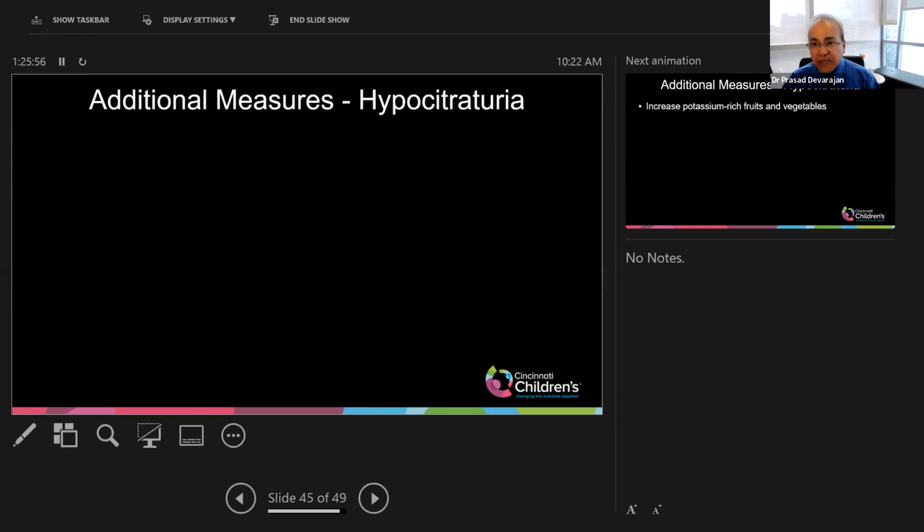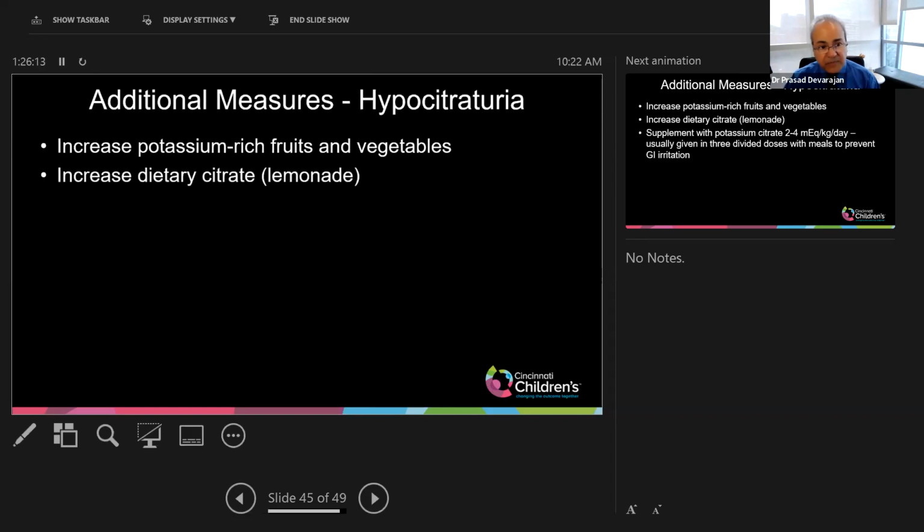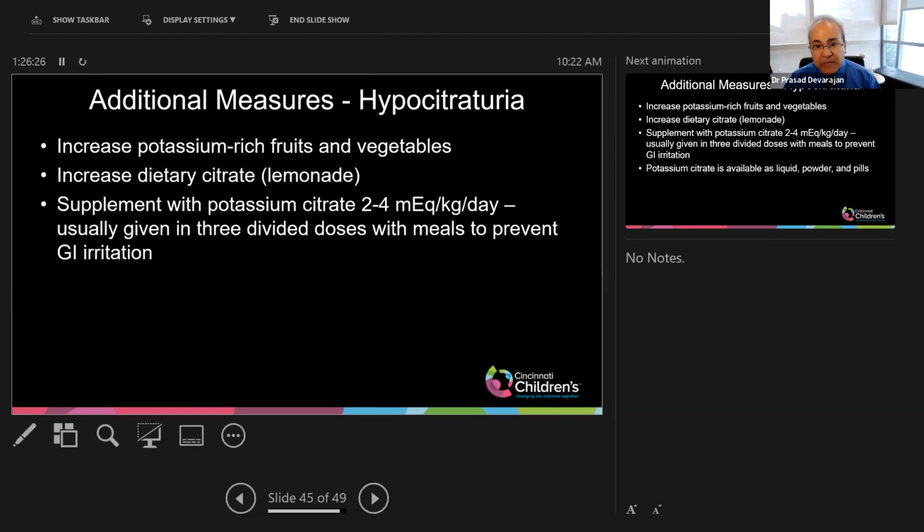So if we detect hypocitraturia, in addition to all those measures, what else do we do? We tell them to increase potassium-rich fruits and vegetables. Potassium is a very good endogenous inhibitor of kidney stones. And if you don't have enough citrate, at least supplement them with potassium. We tell them to increase the dietary citrate, which is citrus fruits, fresh green leafy vegetables, and lemonade is a very, very good source of citrate. And then, depending on the degree of hypocitraturia, we will frequently supplement them with potassium citrate supplements.